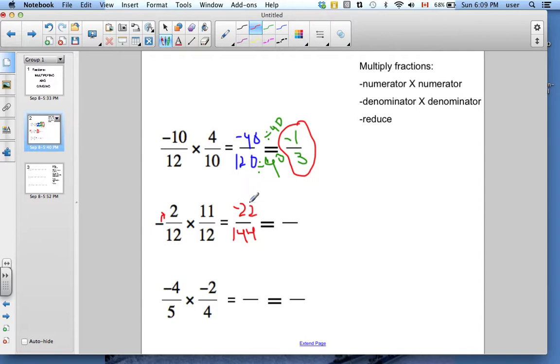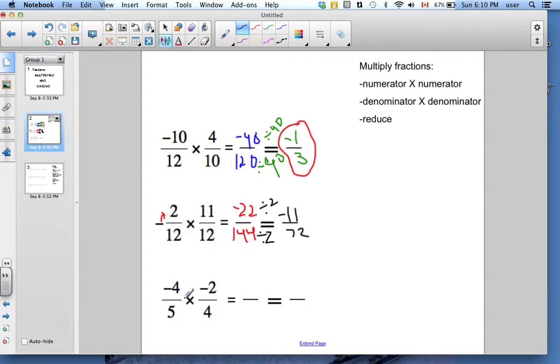You can reduce it a few different ways. One way that you can reduce this is dividing by 2. So I'm going to change my color. If we divide our numerator and our denominator by 2, negative 22 divided by 2 gives us negative 11. And then 144 divided by 2 is going to give us 72. You can't reduce this any further, so that is your final answer.